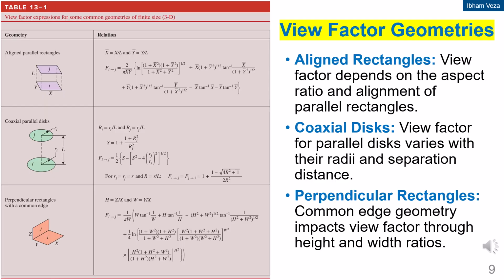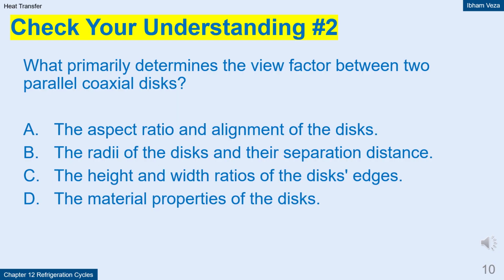View factor geometries. Different geometries have different view factor relationships. For aligned rectangles, the aspect ratio and alignment are the main factors. For coaxial disks, the radii and separation distance are critical. For perpendicular rectangles, the height and width ratios along the common edge are the key parameters. Tables and charts are used to simplify practical calculations. Answer: B. The radii of the disks and their separation distance.